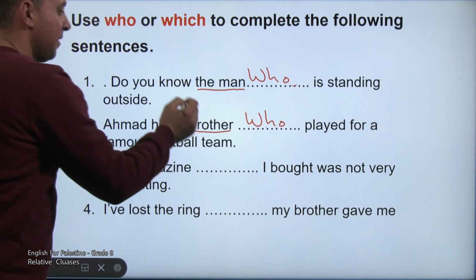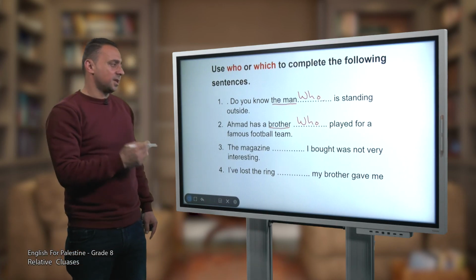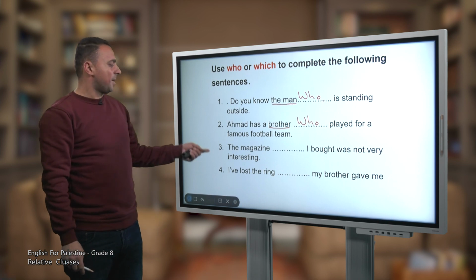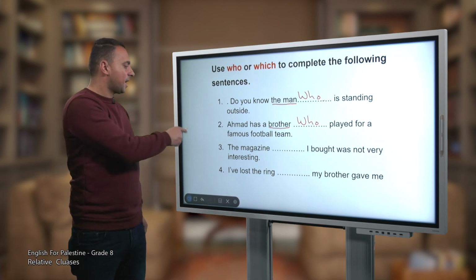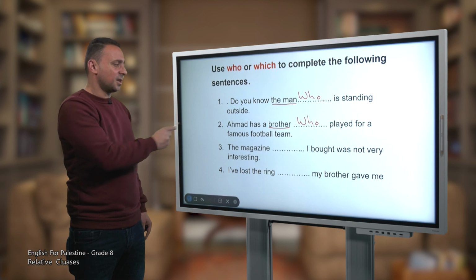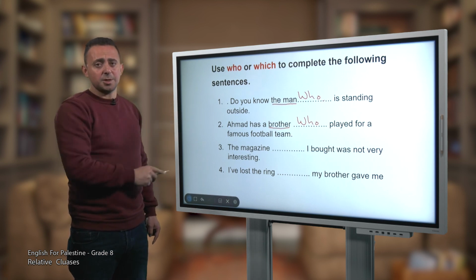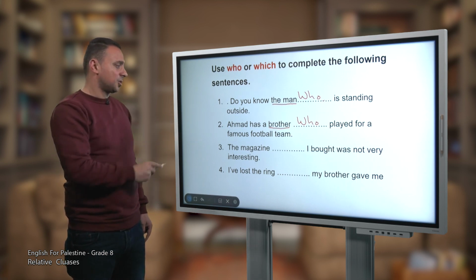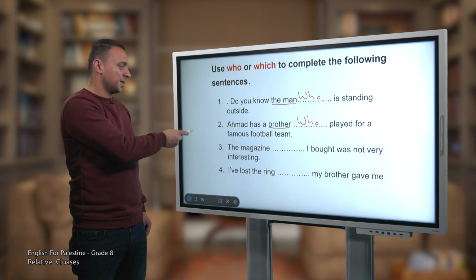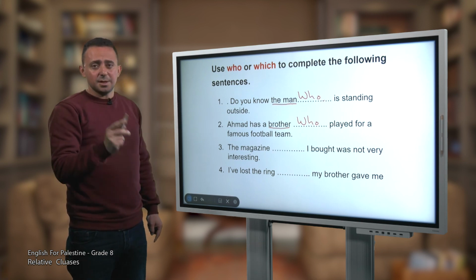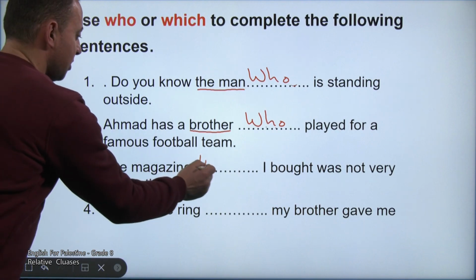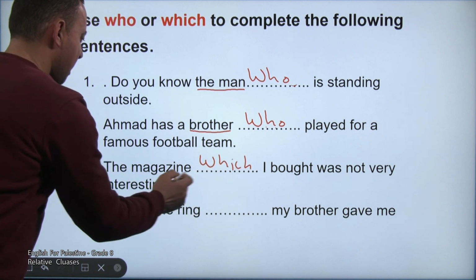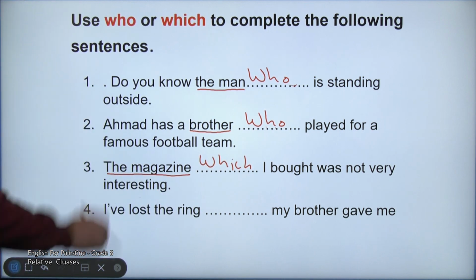Right? Because we have the word brother, which is a person. Number 3. The magazine I bought was not very interesting. What is the correct relative pronoun? Do we use who or which? Very good, we use which. Why? Because the word magazine is a thing. It is not a person. So the correct answer here is which.